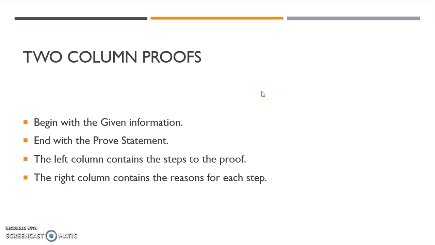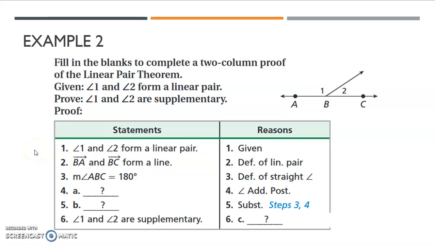And then at the very end of the proof, the last statement on the left side should be what they told you to prove. And then on the right side, you never write the word prove or proven. You have to give a reason for why that's true. So you can't use the word prove or proven in your proof. You actually have to give some reasons. Now, the left column is always going to contain the steps, and the right column always contains the reasons. So let me show you an example of what a two-column proof would look like, and we're going to fill in a few steps. Okay, this is a proof of the linear pair theorem.